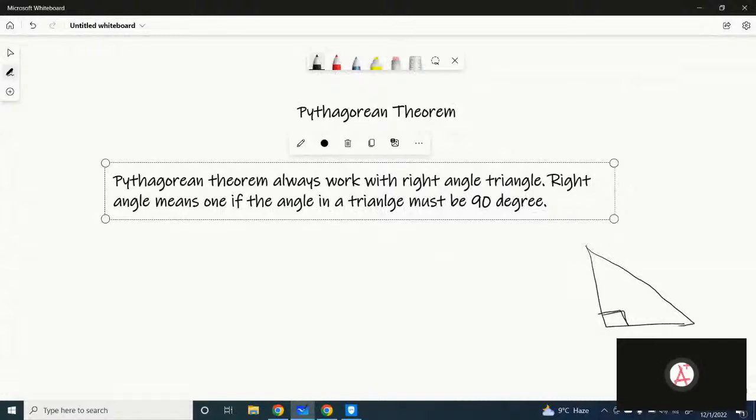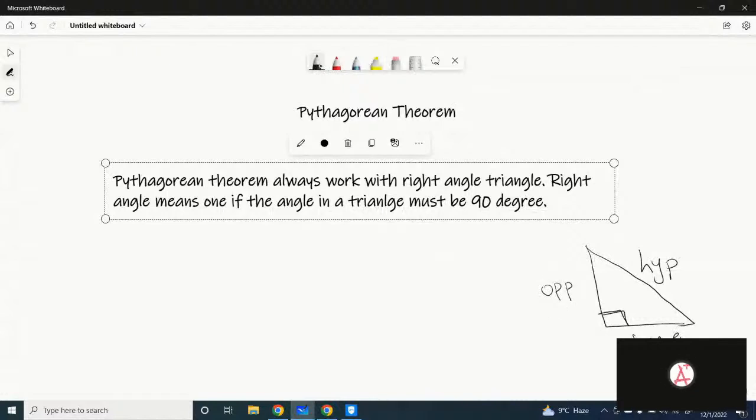So what is the Pythagorean theorem? The side that is in front of the right angle, this one in front, is always the hypotenuse. That is the base and that is the opposite.